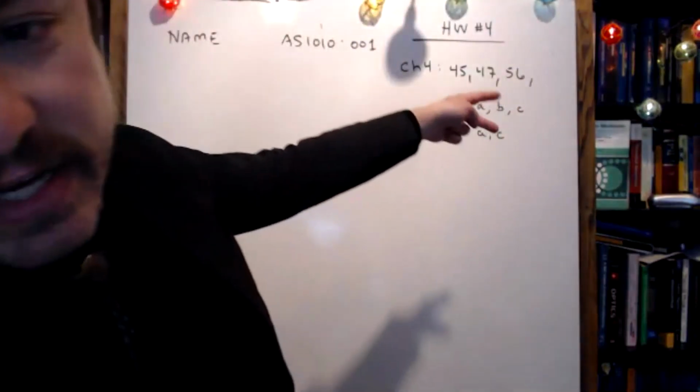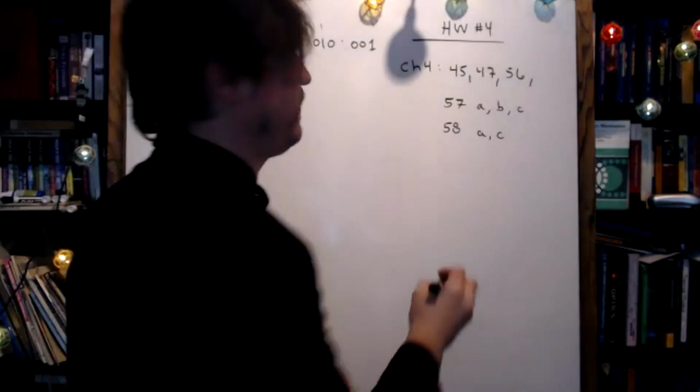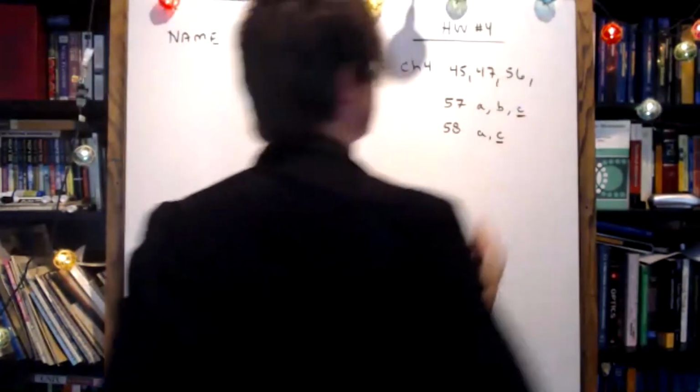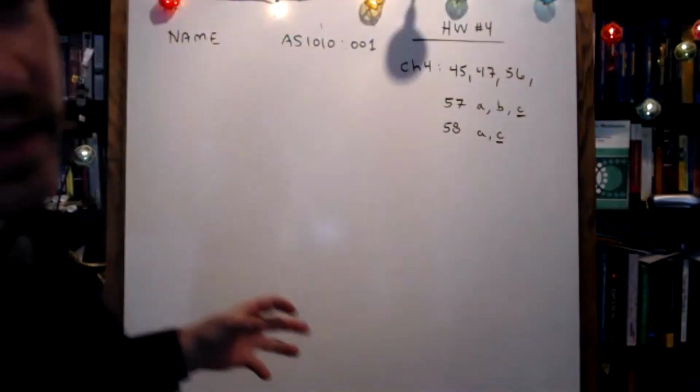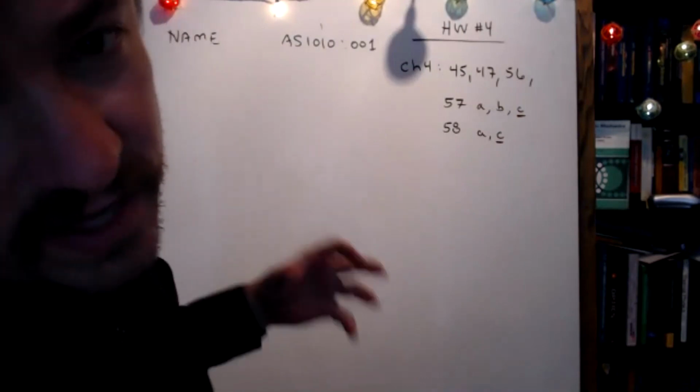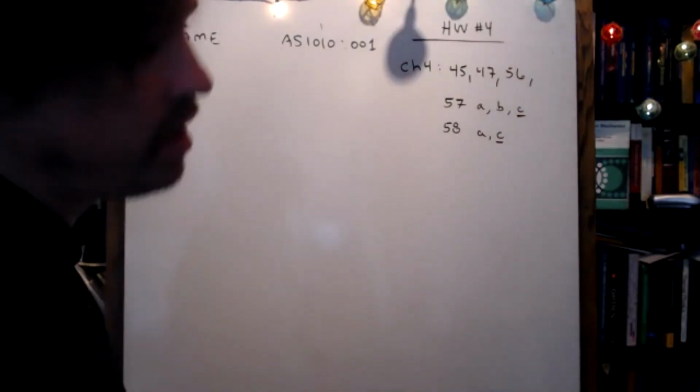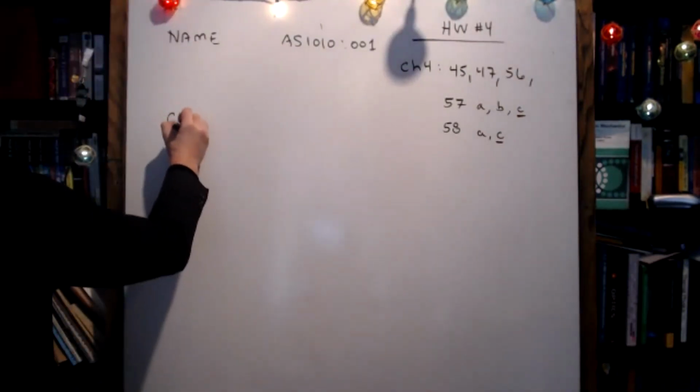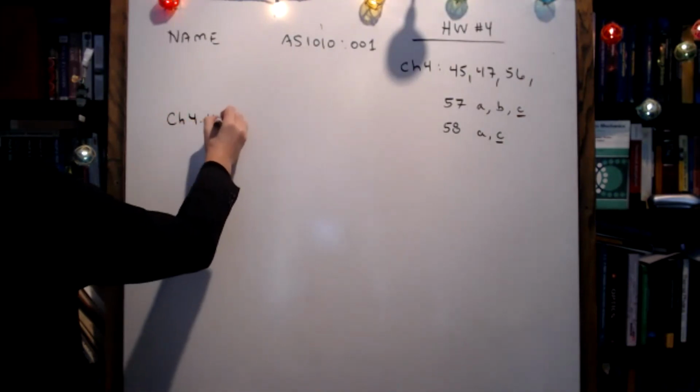I may decide to remove part C's if this goes on for too long. So let's keep that as an option. I'd like us to do the part C, but if it starts taking a long time, we'll stop there. Okay, so let's start with chapter 4, number 45.